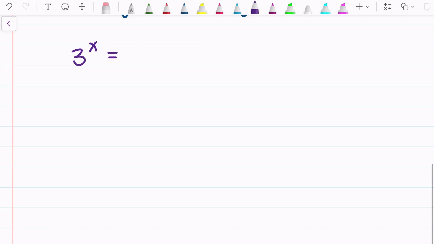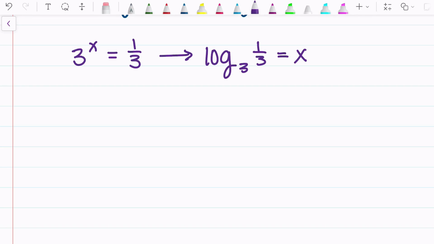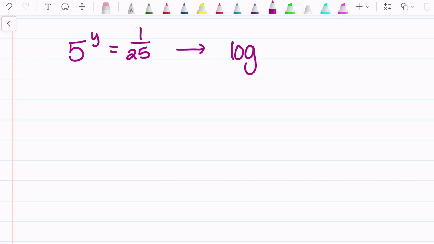So if I had 3 to the x equals 1/3, I would say logs are BAE: log, base, answer equals the exponent. One more quickly. If I had 5 to the y equals 1/25, I would just have logs are BAE: log, base, answer, exponent.